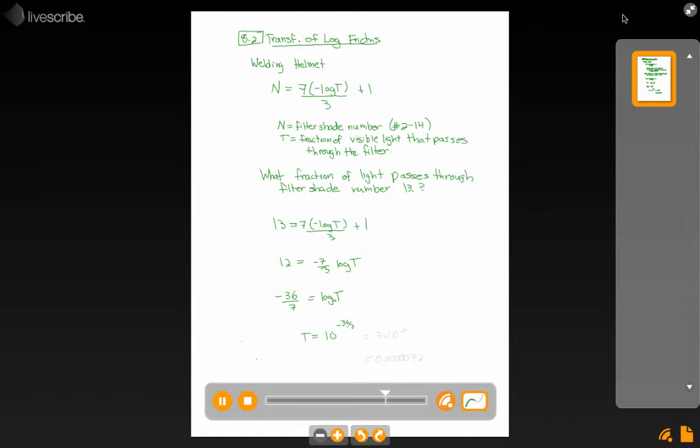So it now becomes kind of just a calculator job to say what is 10 to the negative 36 over 7. And if you crunch those numbers, you get something like 7 times 10 to the negative 6, which is not very much, as you can imagine. If you wrote that in decimals, 0.000007, and there would be more decimal places, approximately 7.2. So if you're using this welding helmet with filter shade number 13, you've got some tiny fraction of visible light that's passing through that helmet.